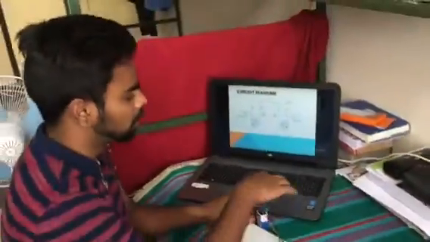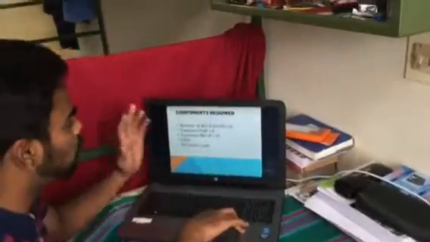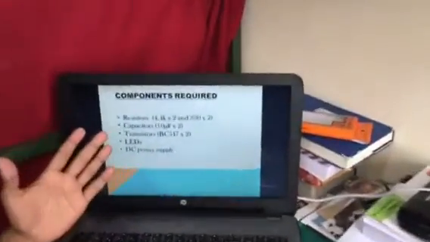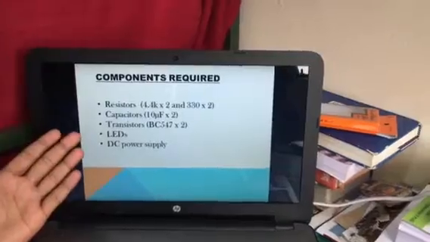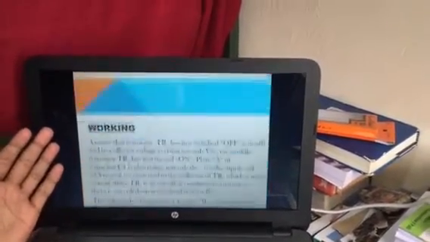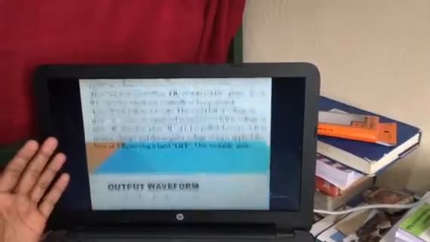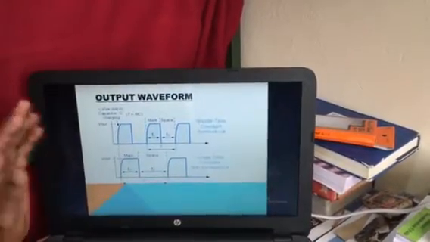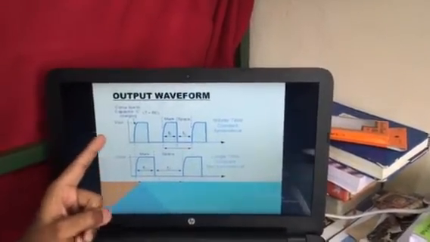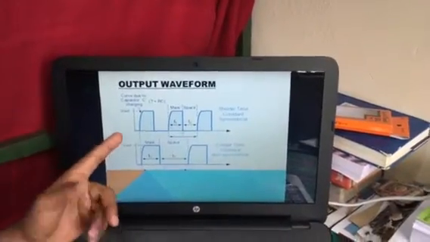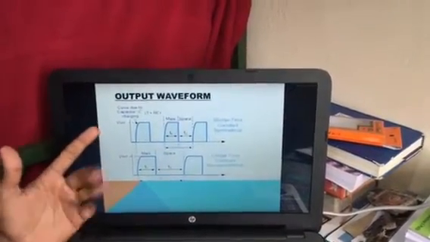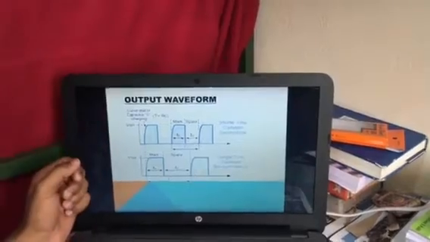Okay. So the components required, as I told you, are the resistors, capacitors, transistors, LEDs and DC power supply. This is the working that I just told you. And the output waveform, I told you the output waveforms are square waves. That is not exactly a square wave but quite close to a square wave.